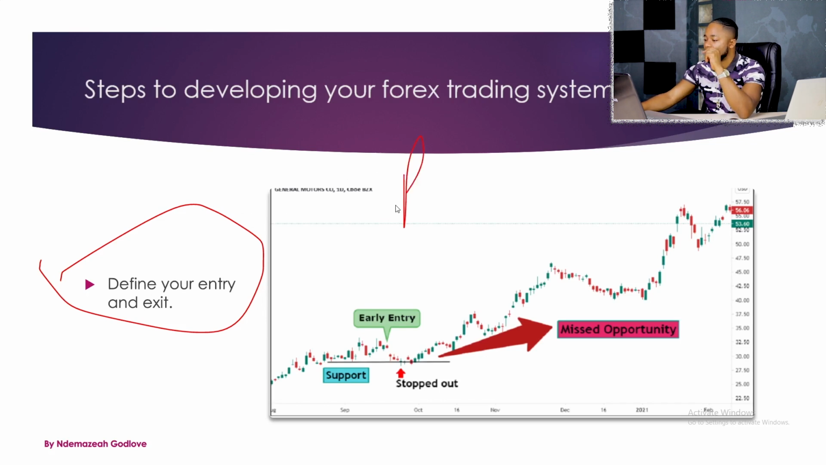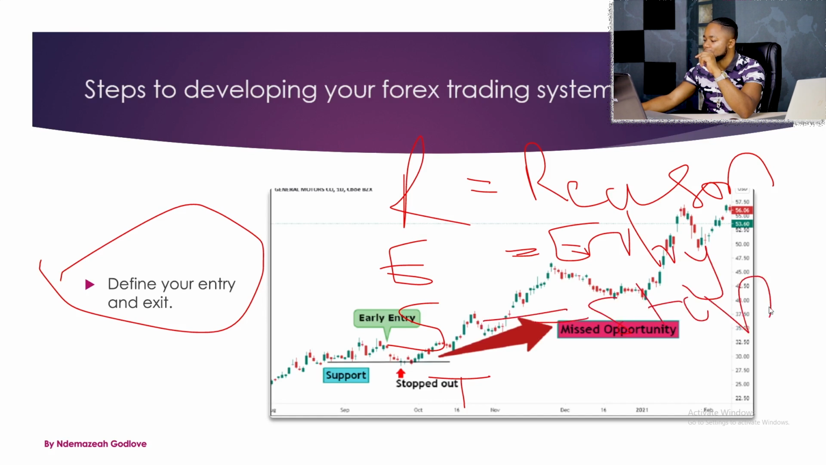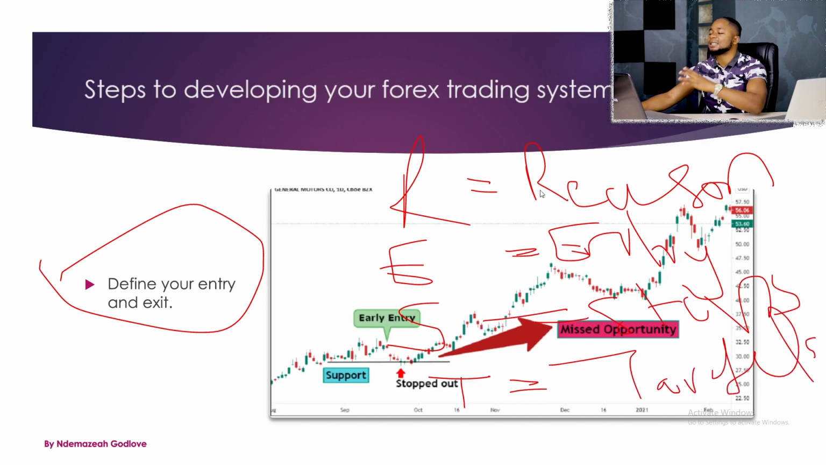Remember, I already taught you guys about REST. REST stands for what? R is the reason why you are getting into that trade. Then E stands for your entries. Where are you going to put your entries? Then S stands for stops. Where are you going to put your stops? And T stands for your target. Where are you going to put your target? Any trading system must have these four things: the reason, the entry, the stops, and the target, so that you should already predefine your risks before you get into any trade. So you must have tools that help you define your entry and your exit. Where are you going to go into the market, and where are you going to exit from that particular market?